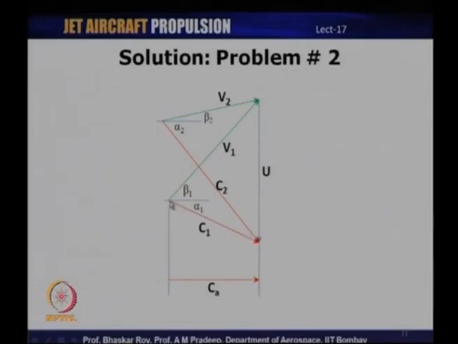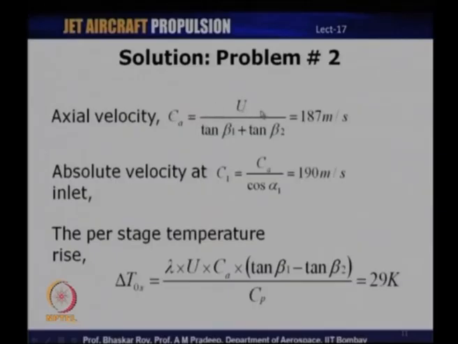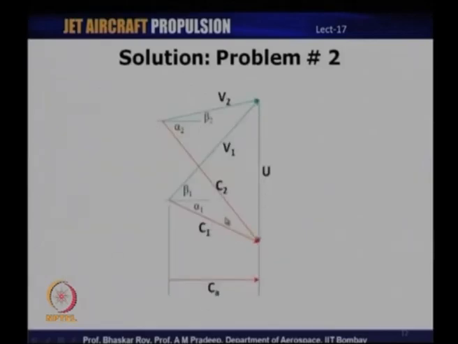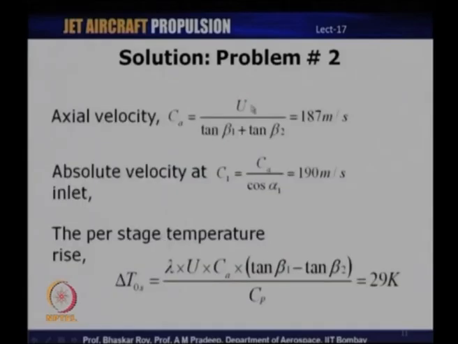So, if we combine both the equations at the inlet velocity triangle and the exit velocity triangle, then we get the axial velocity as u divided by tan beta 1 plus tan beta 2. So, let us see how that has come up. u is basically equal to CA tan beta 1 plus CA tan beta 2. CA is this component, tan beta 1 is this component and tan beta 2 is this component. So, we are adding up these two, and that is how we get CA as basically u divided by tan beta 1 plus tan beta 2. And since beta 1 and beta 2 are known, we can calculate the axial velocity, that is 187 meters per second.